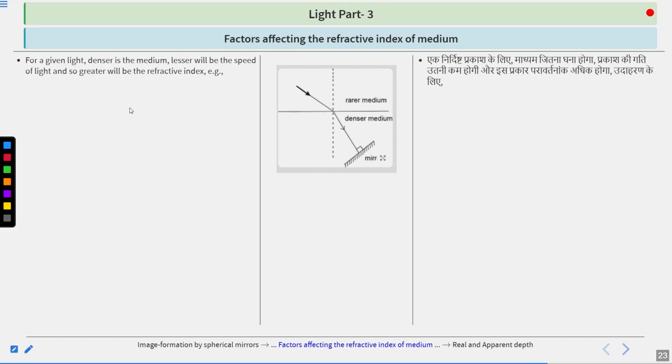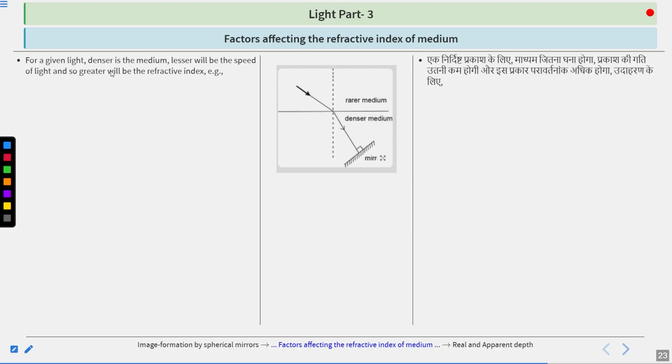Now, what are the factors that affect the refractive index of a medium? That is what we are required to understand. How does the refractive index of a medium change, and why does the speed of light change? So for a given light, the denser the medium, the lesser will be the speed of light, and so the greater will be the refractive index.